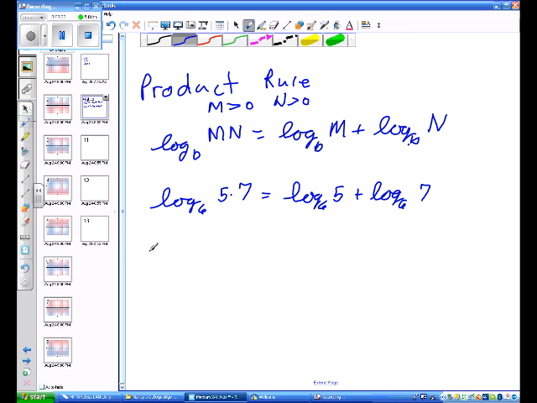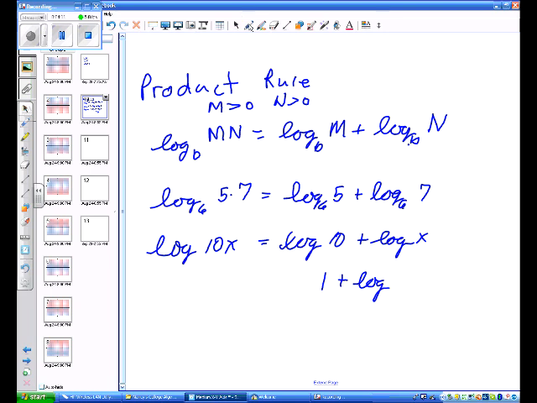If we had the log of 10x, well, this is the log of 10 plus the log of x. Now, in an earlier lesson, we looked at some properties of when the base of the log was the same as the base of the number. And this was what we called our common log. When we write no base, it's understood to be base 10 because that's our number system. So the log of the base of the log is the same as our number that we're taking the log of. So this was equal to 1. So 1 plus log x.